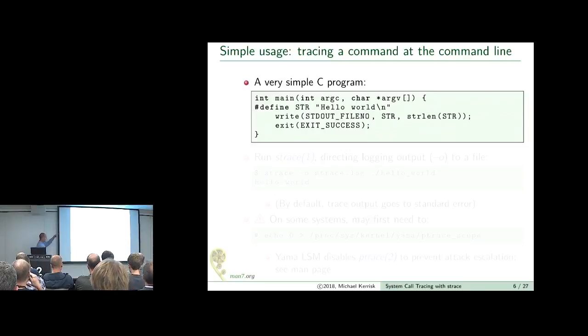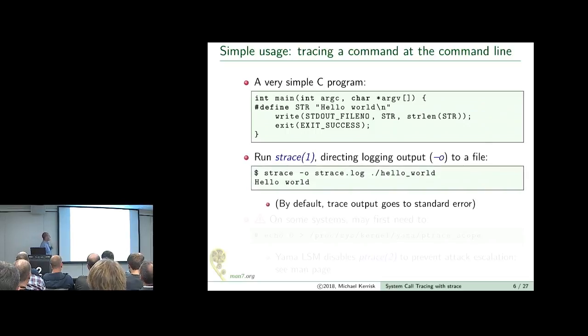So let's take a very simple C program. All it does is write out a string and terminate, and then we'll run strace on that program. By default, strace sends its output to standard error, but we can ask it to send the output to a file instead. So here I'm saying send the output to a log file.